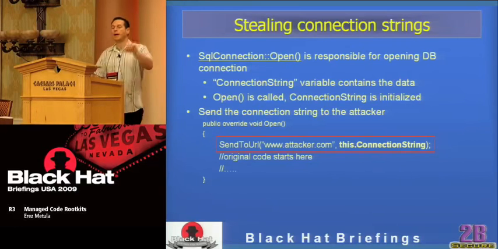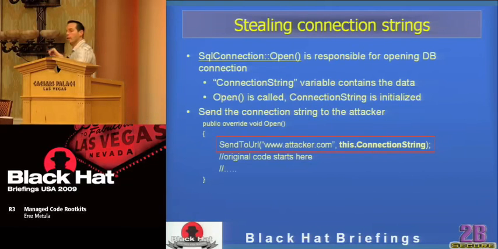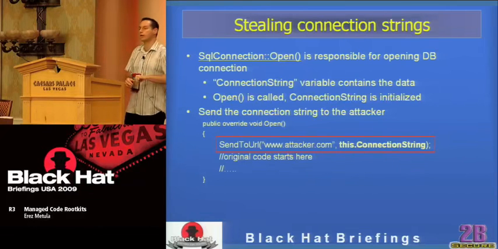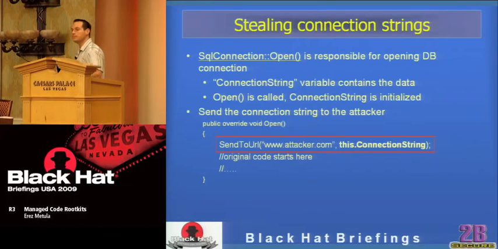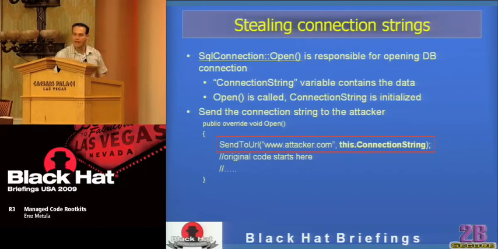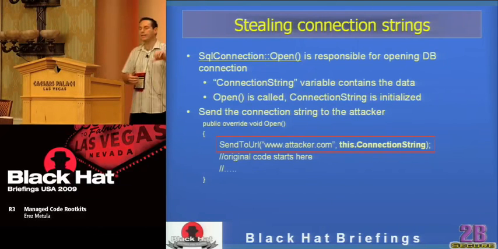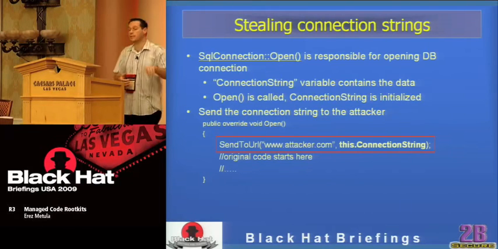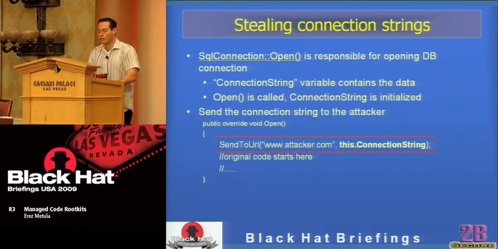And the thing is that I'm not just taking it when the constructor is being called, I'm taking it when open is being executed. Why am I not injecting the code into the constructor? Does anybody know? Why am I not stealing it from the constructor, I'm stealing it from open? The answer is that in the constructor, probably the value of connection string is not initialized. And when open is executed, connection string is already initialized. And this is the timing that I talked about before. So basically what I did is I called send to URL and sent it to the attacker.